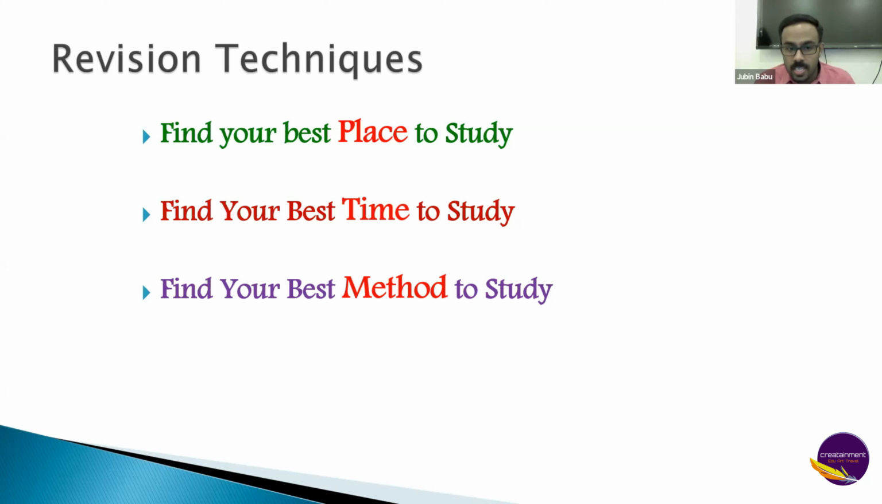And the method to study. Some students may like to read and study. Some students may practice and study. Some students may write and study. Some students may like to use the method of teaching others. I have seen that certain students talk about whatever they learn to their parents or siblings, so they get a confidence that they know something. Sometimes they may use combined study. Some students may walk and study. So find your best method to study.